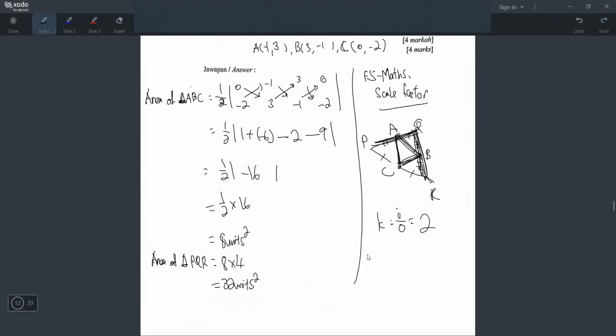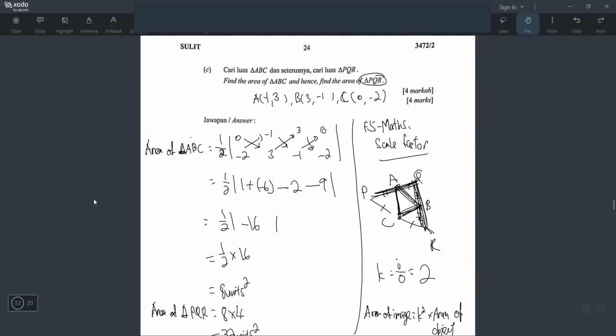But how to find the area of image? What is the formula? It will be k squared times area of object, right? I'm explaining using mathematics. This one you learn in mathematics, not Addmaths, right? Area of image is k squared times area of object, right? So it will be 2 squared times area of object, which is the small one. And the small one I already found is 8. That is why it will be 8 times 4, which is 32, right?